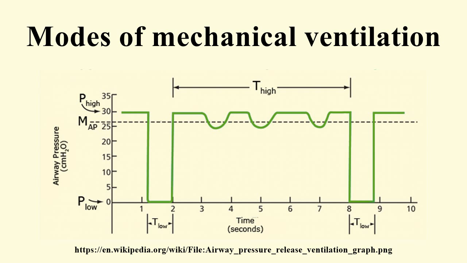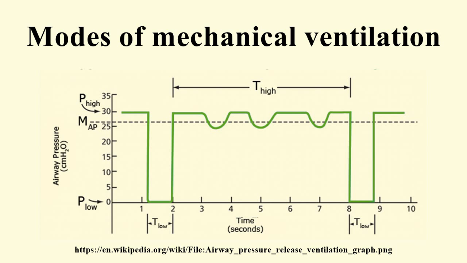A spontaneous breath is a breath for which the patient both triggers and cycles the breath. A spontaneous breath may occur during a mandatory breath. A spontaneous breath may be assisted or unassisted. A mandatory breath is a breath for which the machine triggers and/or cycles the breath. A mandatory breath can occur during a spontaneous breath. A mandatory breath is, by definition, assisted.